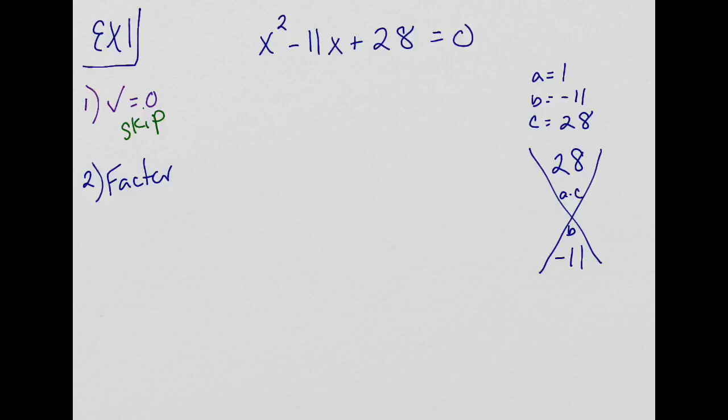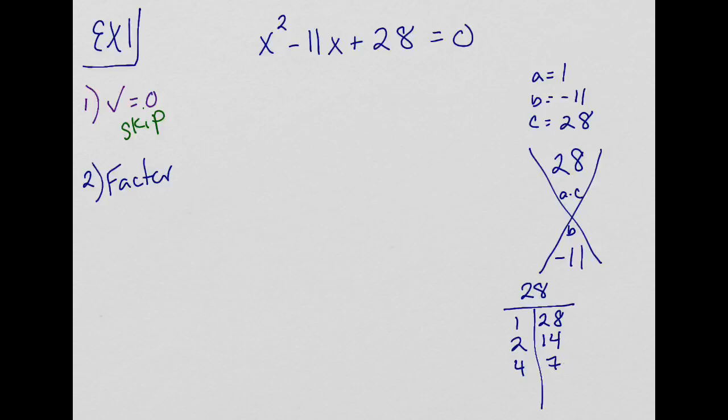Then I'm going to find two numbers that multiply to be positive 28 but add up to negative 11, and I like making a list. 1 times 28 is 28, 2 times 14. 3 does not go into 28, but 4 does. 4 times 7 is 28. 5 does not go into 28. 6 does not go into 28. And then we're back up to 7, which we have.